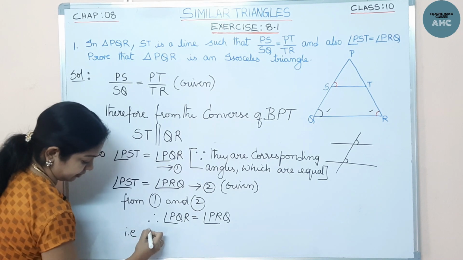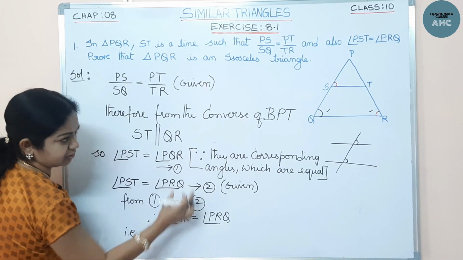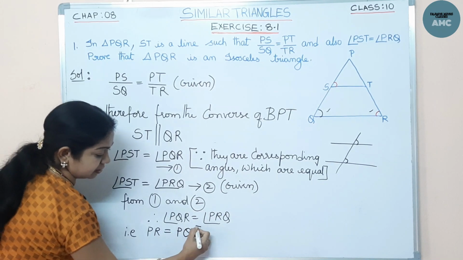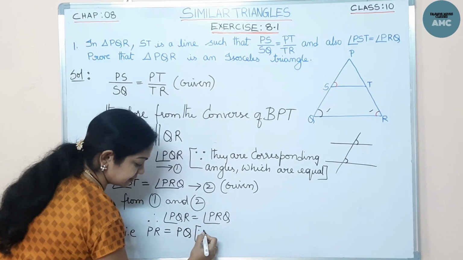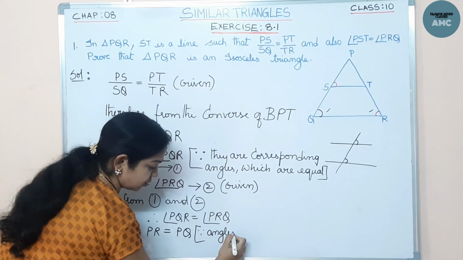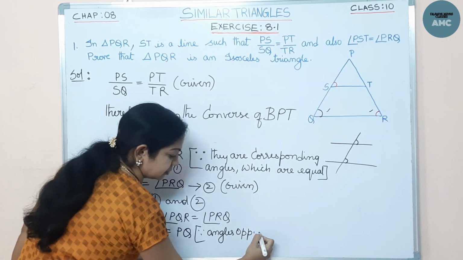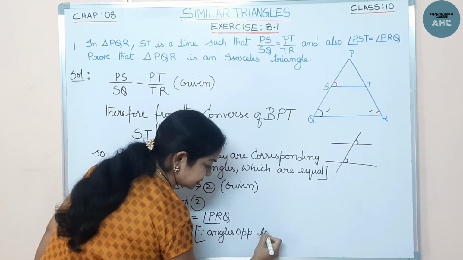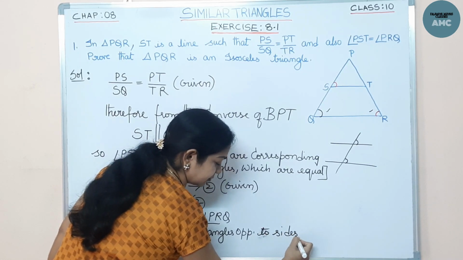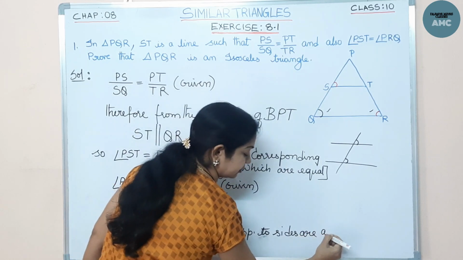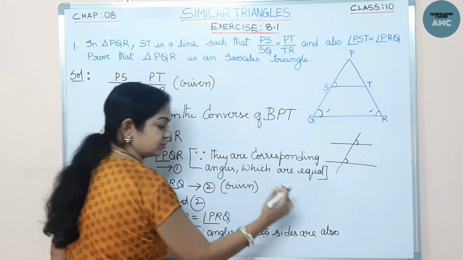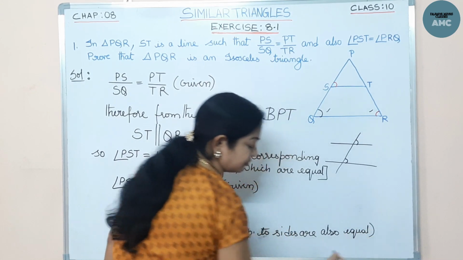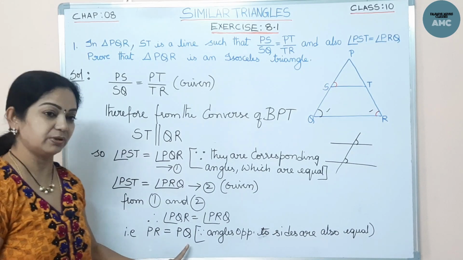The opposite side to angle PQR is PR, so PR is equal to PQ. You have to mention, since angles are equal, the sides opposite to them are also equal. That is a property of the triangle. Right, here PR is equal to PQ.